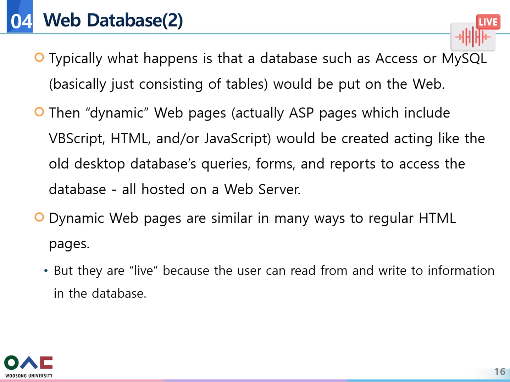Typically, what happens is that a database such as Access or MySQL, basically just consisting of tables, would be put on the web. Then dynamic web pages, actually ASP pages which include VB-script, HTML, and/or JavaScript, would be created acting like the old desktop database's queries, forms, and reports to access the database, all hosted on a web server. Dynamic web pages are similar in many ways to regular HTML pages. But they are live because the user can read from and write to information in the database.